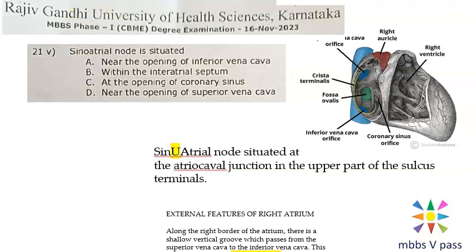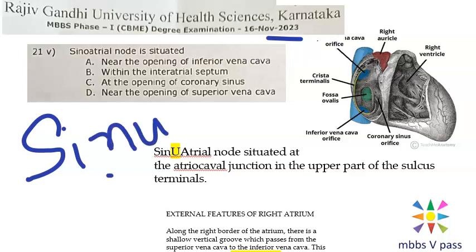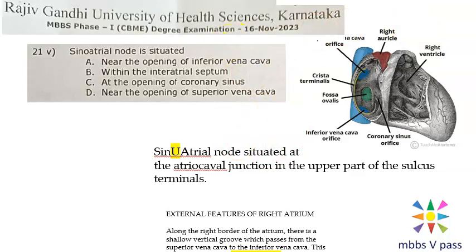Now look at this MCQ which has been asked in the anatomy theory final exam in November 2023. The SinoAtrial node is situated... Here are your options. So the textbook, Chaurasia, actually says SinuAtrial node. This is the spelling that the textbook uses. So now you tell me where do you think it is.